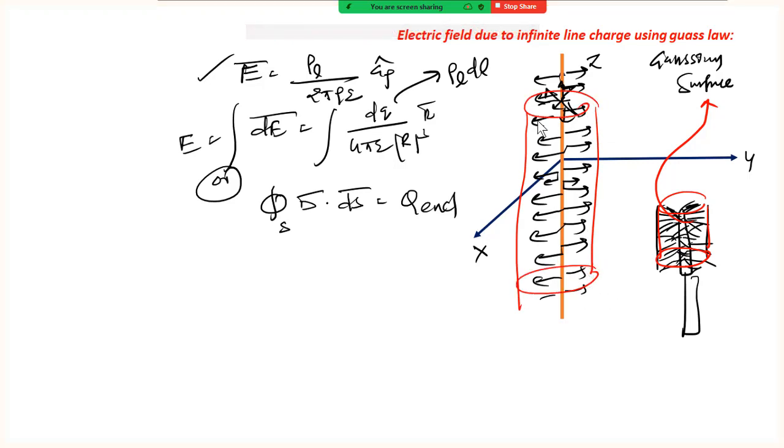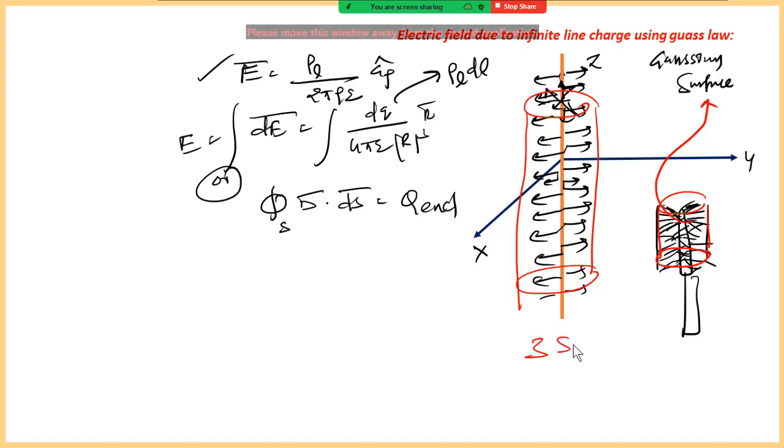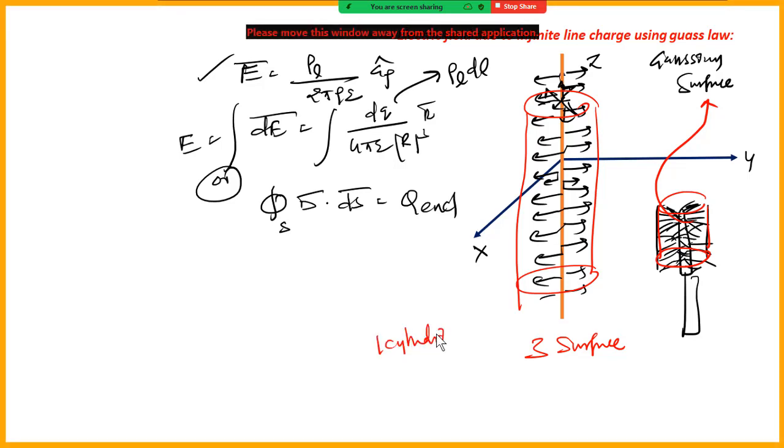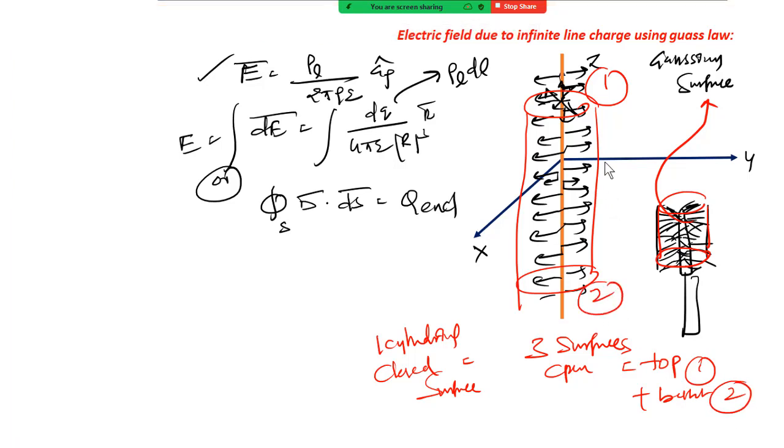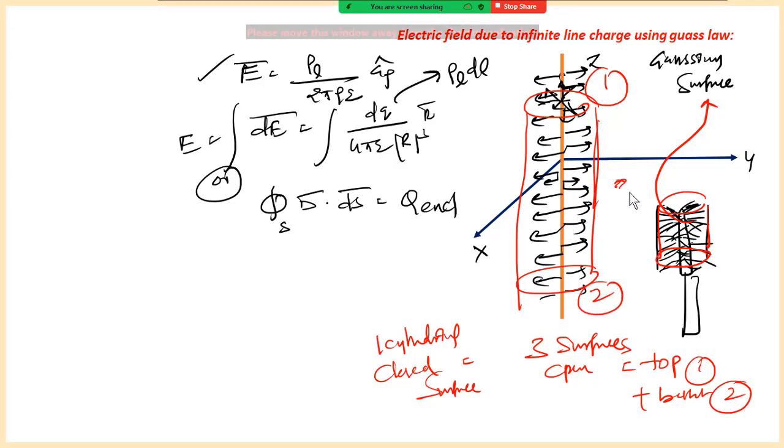But if you assume one thing, the cylindrical surface has three open surfaces. Listen carefully: one cylindrical closed surface is equal to three open surfaces. One is the top, I'm giving it as 1. The second one is the bottom, this is 2. And the third one is this curvature, the cylindrical curvature.